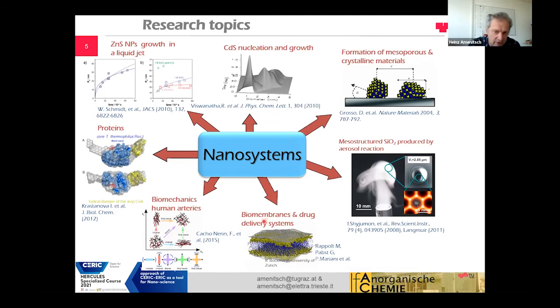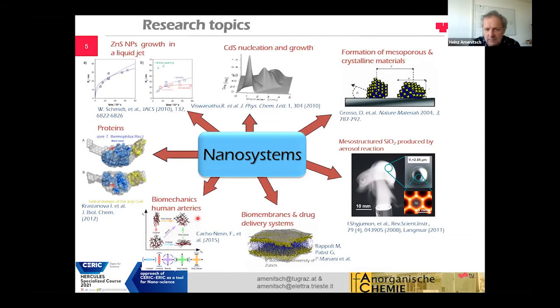Then one very important topic is biomembranes and drug delivery systems. This is now very prominent because the COVID vaccines are mainly based on phospholipid packaging or wrapping. So you need to somehow protect the RNA in the serum until the uptake into the cell. And this is mainly done by phospholipid formulations.